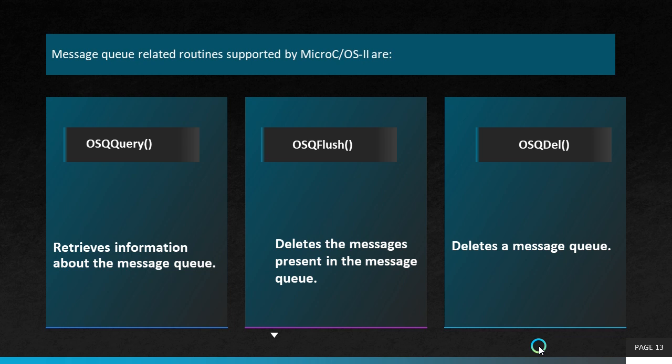Then the next one is OSQFlush. From the name flush, we know that it will delete the messages present in the message queue. It is not for deletion of the queue, it is only for deleting the messages in the message queue. Then for deleting the message queue itself, we have the last related routine, which is OSQDel, used for the message queue deletion.